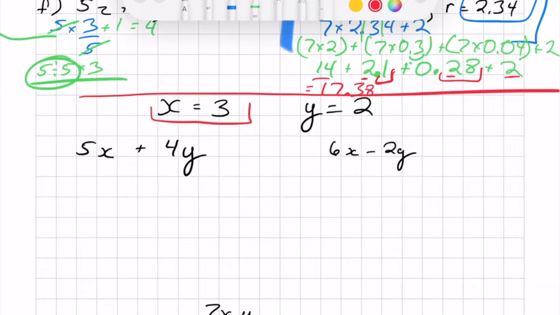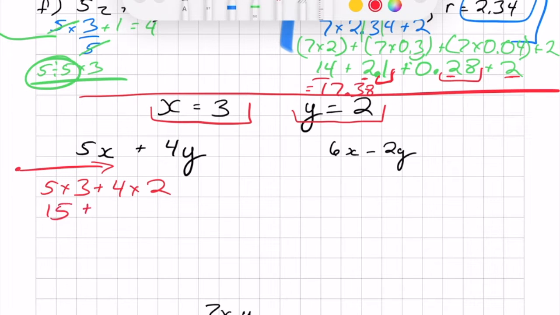x is going to be equal to 3 each time, and y is going to be equal to 2 each time. So I just pop those into the equation. So I have 5 times 3, and I have 4 times 2. And I start, this is the order of operations, right? There's no brackets. So then I go multiplication and division first from left to right. So I'm going to go, this is 15 now, plus, I'm going to do this one next, 8. And then I add them together.